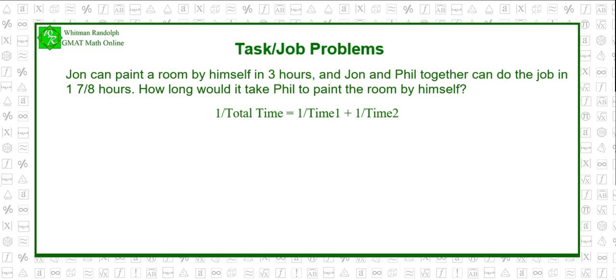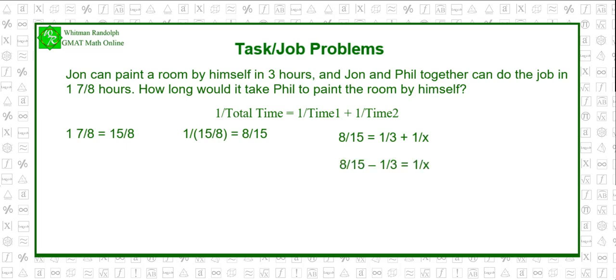Again, we use the formula, but this time we put the unknown value in a different place. We observe first of all that 1 7/8 is the same as 15/8, which inverted is 8/15. So 8/15 equals 1/3 plus 1 over x. Thus, 8/15 minus 1/3 equals 1 over x. And 8/15 minus 5/15 is equal to 3/15, and that's equal to 1/5. So 1/5 equals 1 over x. Therefore, 5 equals x. That is, Phil can paint the room by himself in 5 hours.